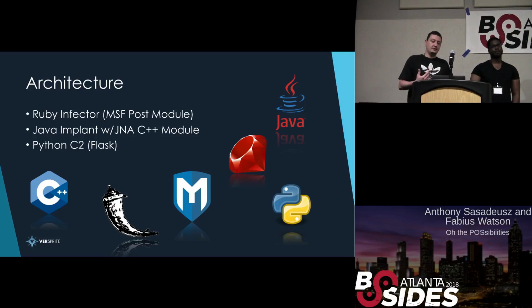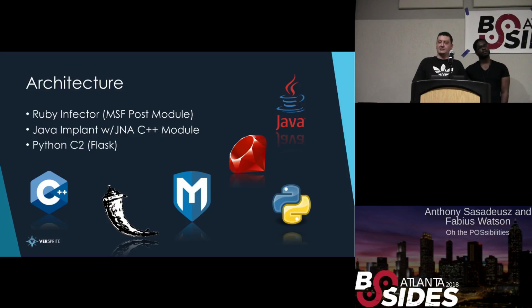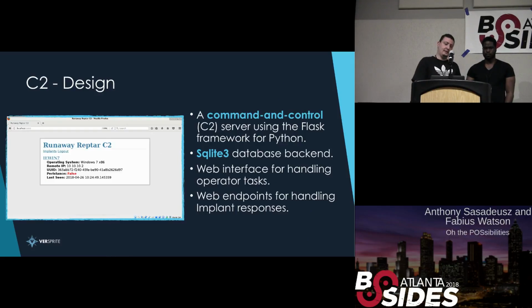So our basic architecture for Runaway Reptar was: the Infector was written in Ruby as a post-exploitation module. We used Java for the implant with a little bit of C++ that leveraged JNA, and also Python for the command and control server with the Flask framework.